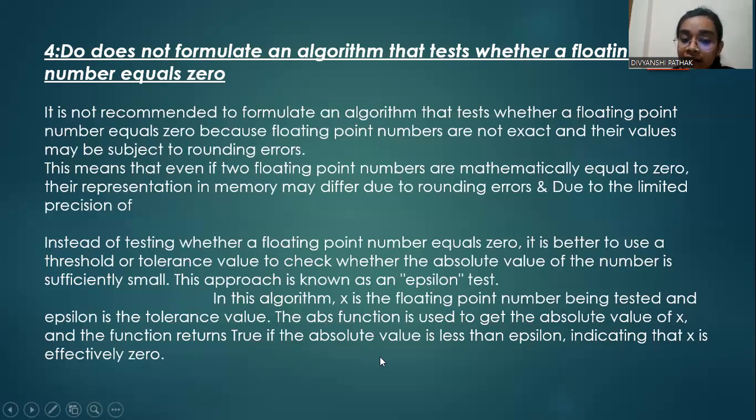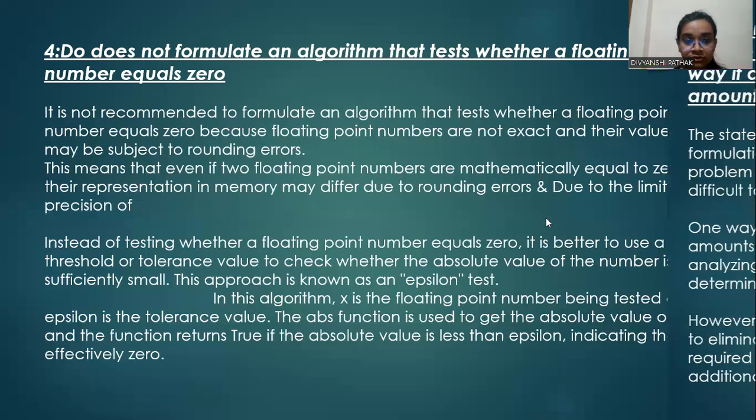Yes, we will pass x into the absolute function, and the check returns true if the absolute value is less than epsilon. This means that x is effectively zero. If the absolute value is less than the epsilon value, it indicates that x is effectively zero. So this is also true.